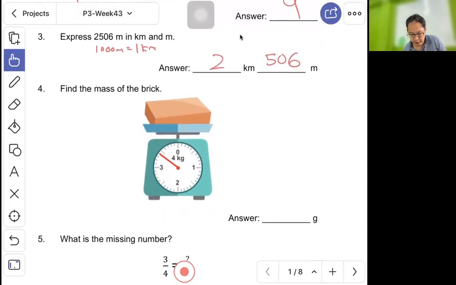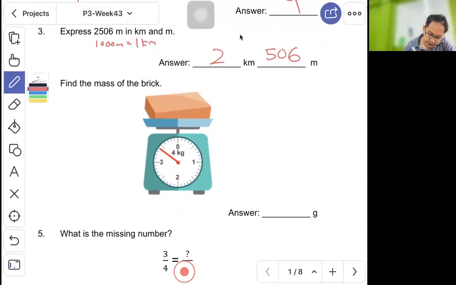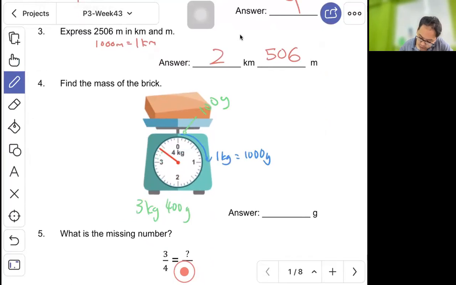Question four, find the mass of the brick. So from here to here is 1 kg. There are 10 marks and 1 kg is 1,000 gram. So each mark will be 100 gram. So it's 3 kg and 400 gram. So it's 3,400 gram.